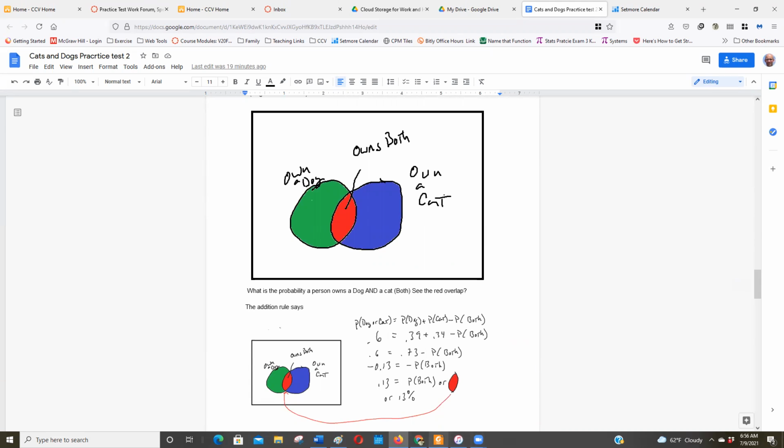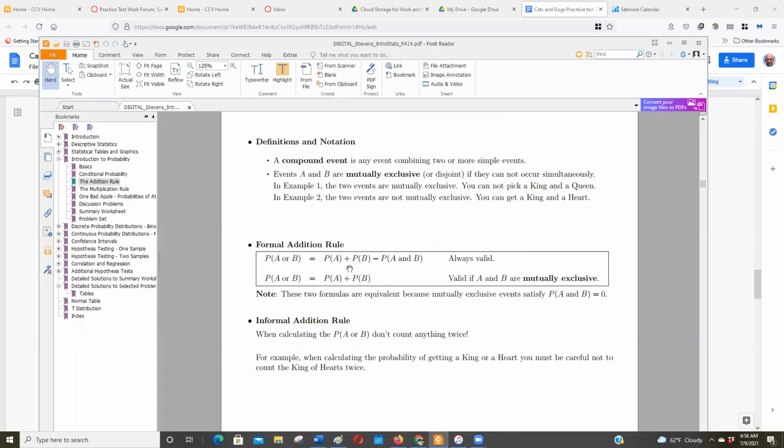that addition rule that Dr. Stevens set us to. So this is the probability of event A or B is the probability of A separately plus the probability of B separately, or the probability of owning a dog plus the probability of owning a cat minus the probability of owning both. So how does that play out with this?